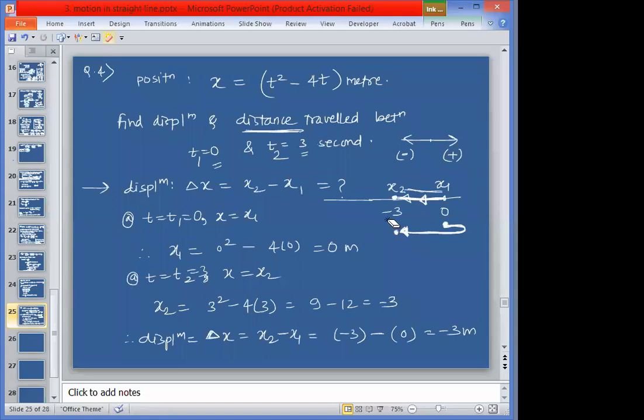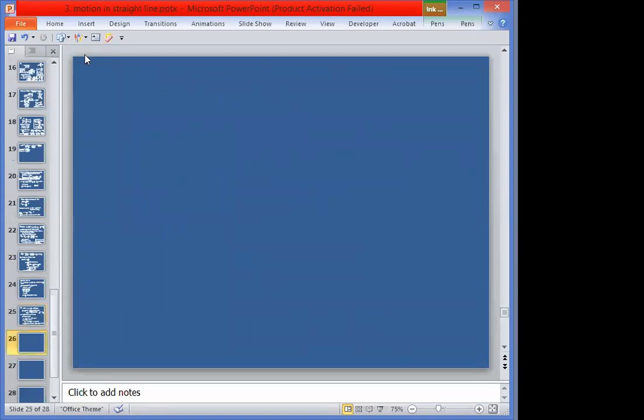Let me do it on the next page so that you can understand that concept. Rightward direction plus, leftward direction minus. Time है 0 to 3 second. Let's draw the line of motion. Let's write the value of time. When time was 0, position was 0. When time is 3 second, position is -3 meter.